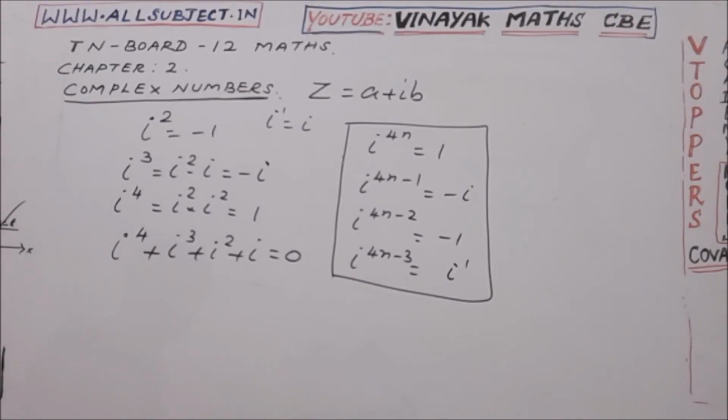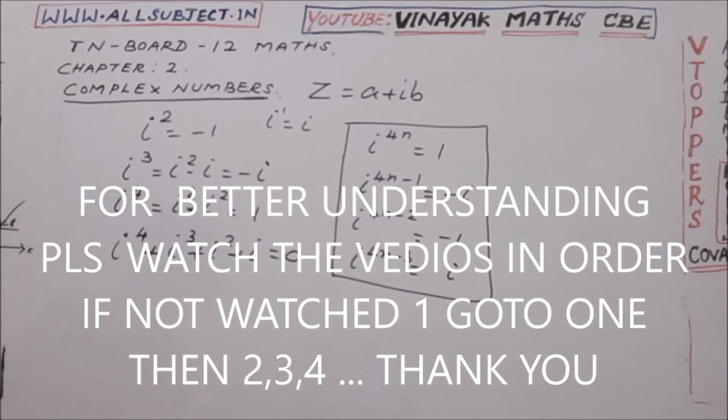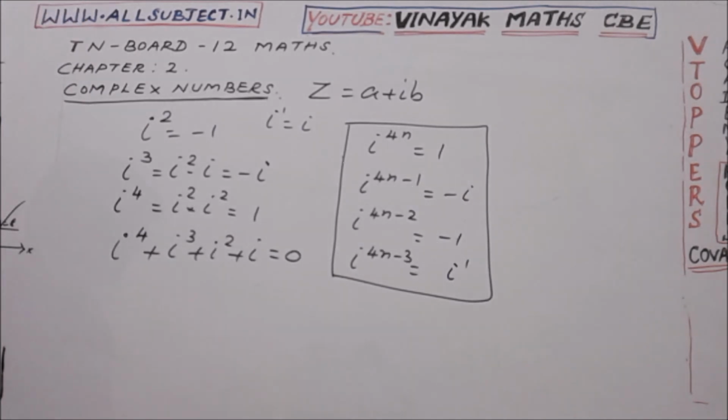Exercise 2.1, question number 1: given i to the power 1947 plus i to the power 1950, simplify the following.